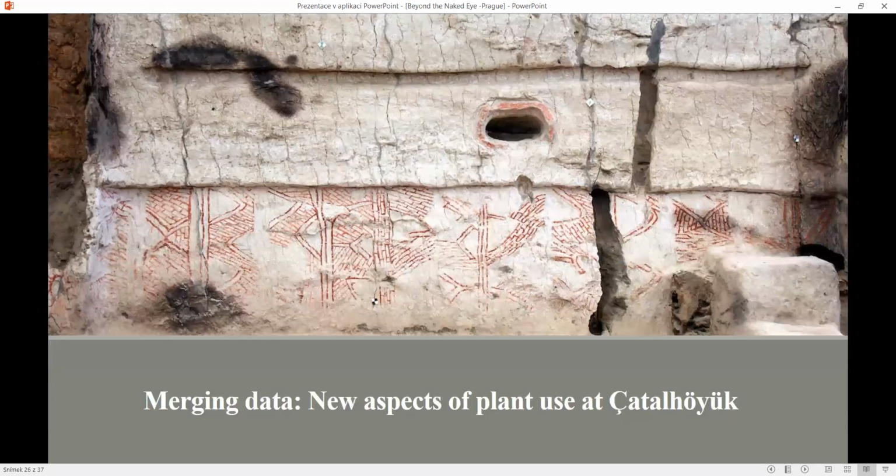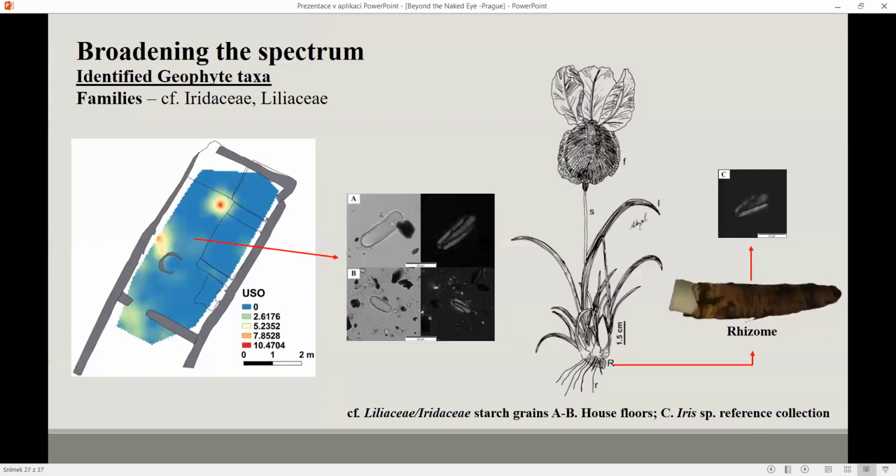So now it's time to merge all this data produced by the grinding tool, the phytoliths from the house floor, and all the data, and to try to see how this information can actually tell us new aspects of plant use at Çatalhöyük. So thanks to the starch grains, we were able to broaden the spectrum of plants used at Çatalhöyük.